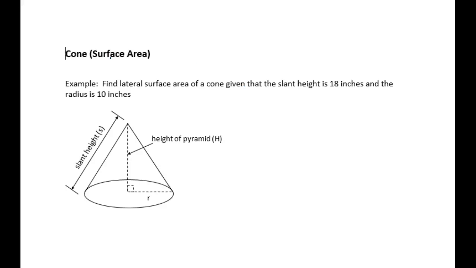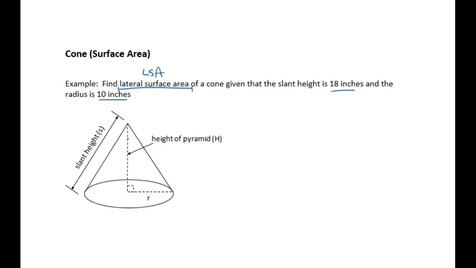So now we're going to look at the cone and the surface area related to that. Our example is asking us to find the lateral surface area. So it's just asking us to find LSA of a cone given that the slant height is 18 inches and the radius is 10 inches. So watch carefully what it's actually giving you in the question.